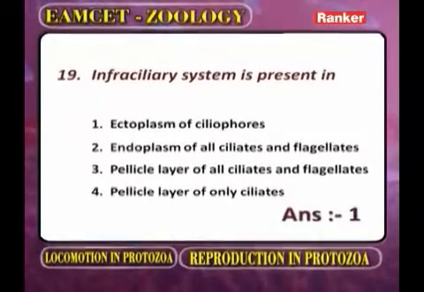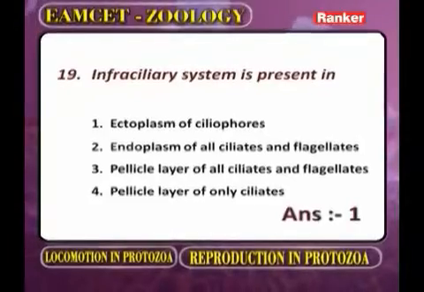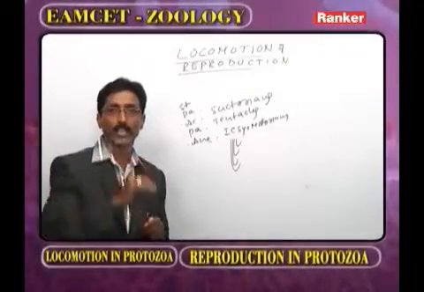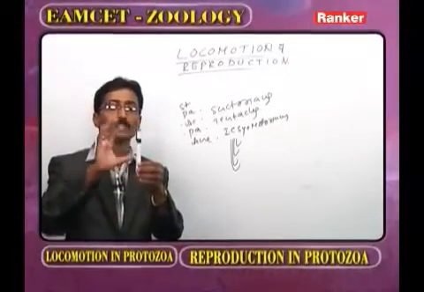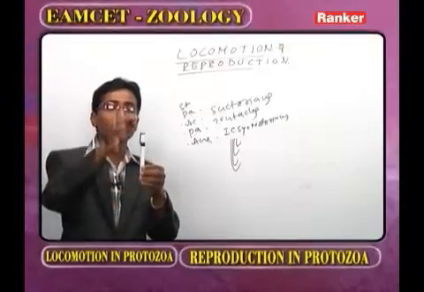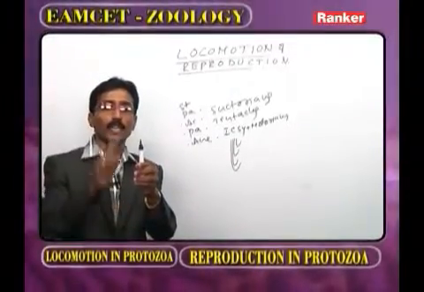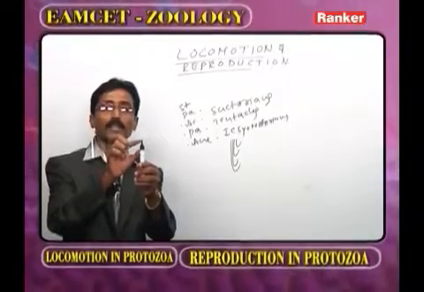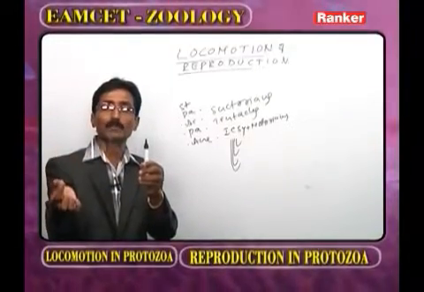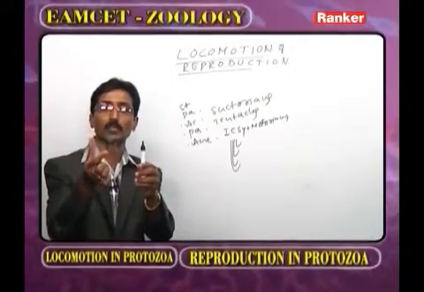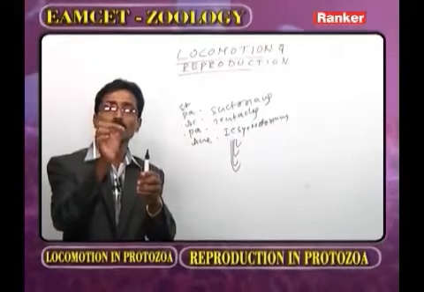The infraciliary system is present in all ciliates. As we observe the ciliates, the body is covered by the pellicle. Now, this is one ciliate. The entire body is covered and protected by the pellicle. If the pellicle is removed, the next part is the plasmalemma. If the plasmalemma is removed, the next part is the ectoplasm. In the ectoplasm, what is present?